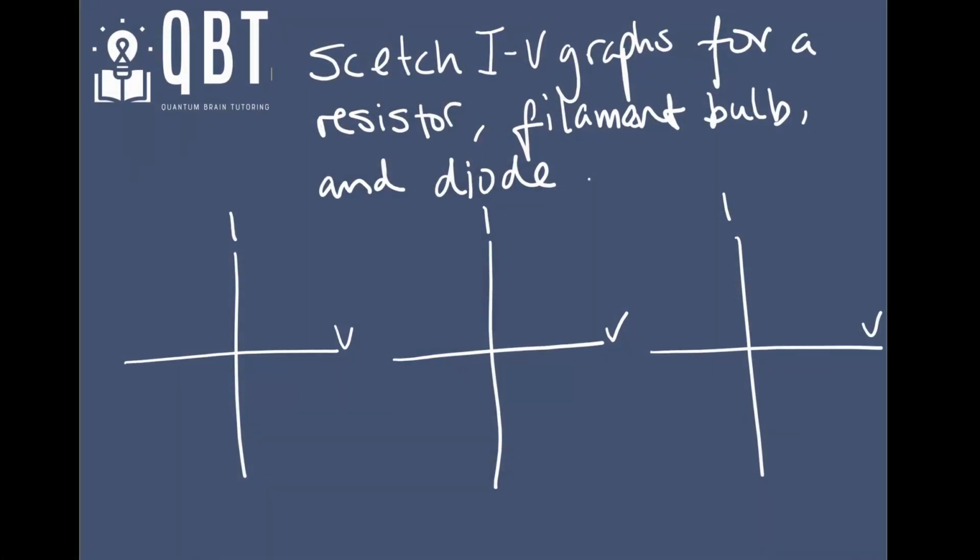Let's see if we can use our knowledge of IV characteristics, current voltage characteristics, to answer the following question. Sketch IV graphs for a resistor, filament bulb, and for a diode. This is really valuable to learn because it comes up in exams a lot, and if you know it, it's really easy marks. Let's start with the IV graph for a resistor here, and we'll work our way across.